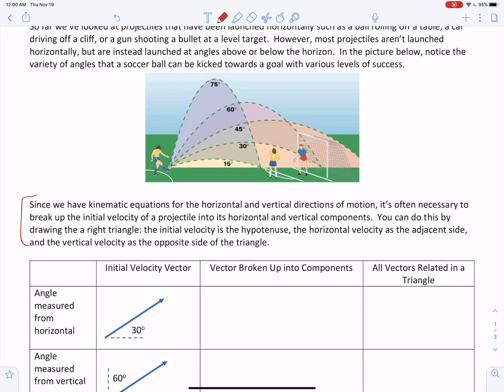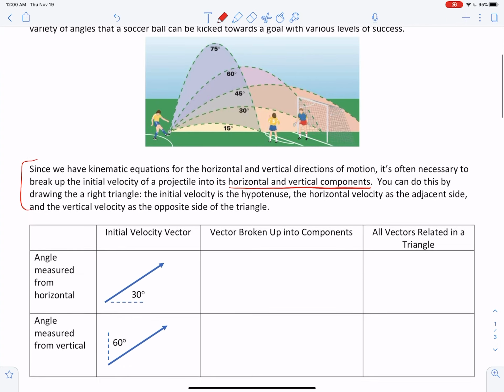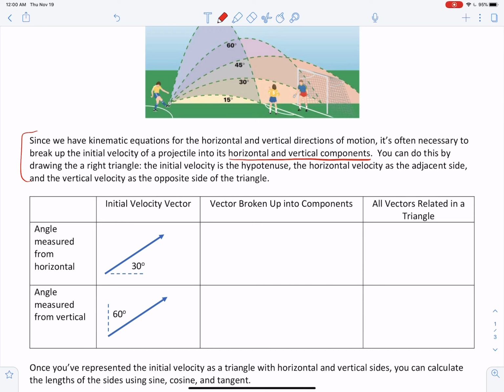Moving on, since we have kinematic equations for the horizontal and vertical directions of motion, it's often necessary to break up the initial velocity of a projectile into its horizontal and vertical components. You can do this by drawing a right triangle where the initial velocity is the hypotenuse, the horizontal velocity is the adjacent side, and the vertical velocity is the opposite side of that triangle. And this is only when you are measuring the angle from the horizontal. So let's take a look at an example.